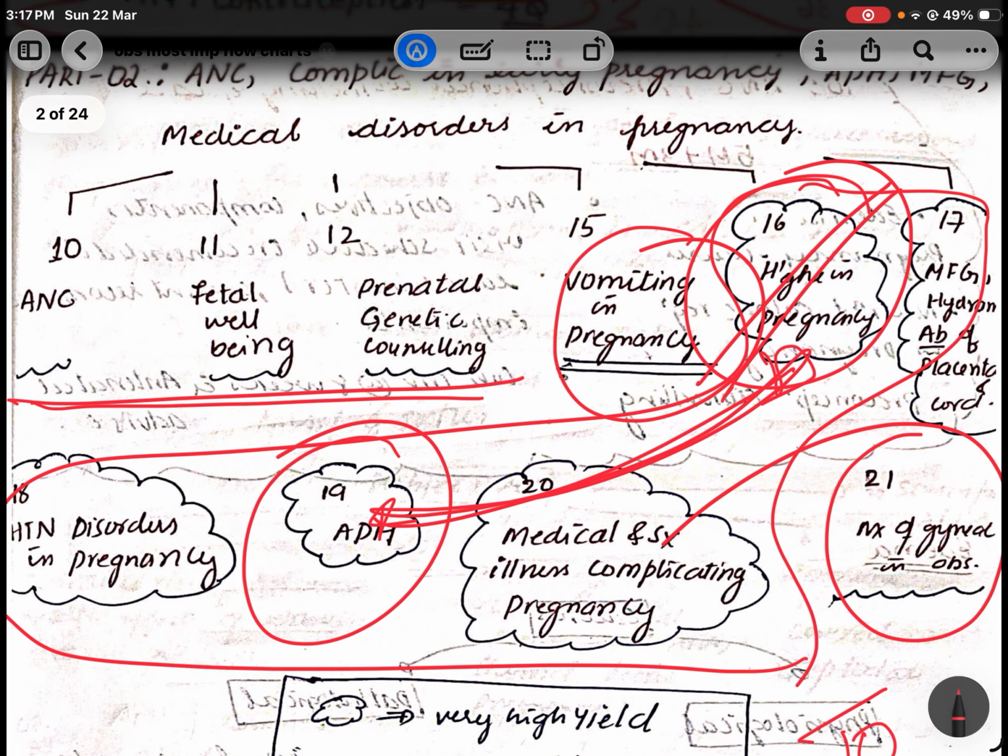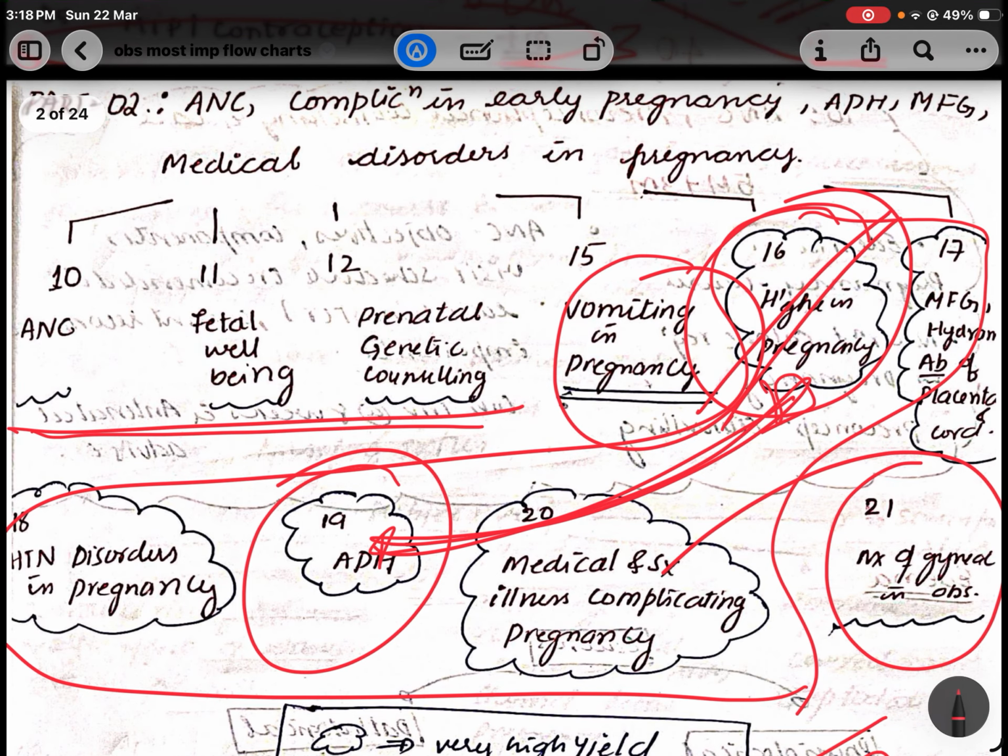Okay, so again, the next important thing which I wanted to discuss is multifetal gestation and the amnias, especially the amnias part. That will have a flowchart also, that will be dealt with in detail. Then medical and surgical disorders, there are a lot of things, but I've included the important things so that you don't forget the rest of it. And also hypertension disorders, one question is almost sure from this part.